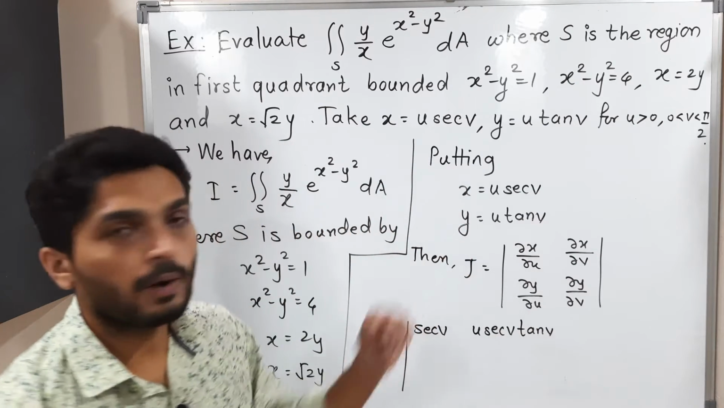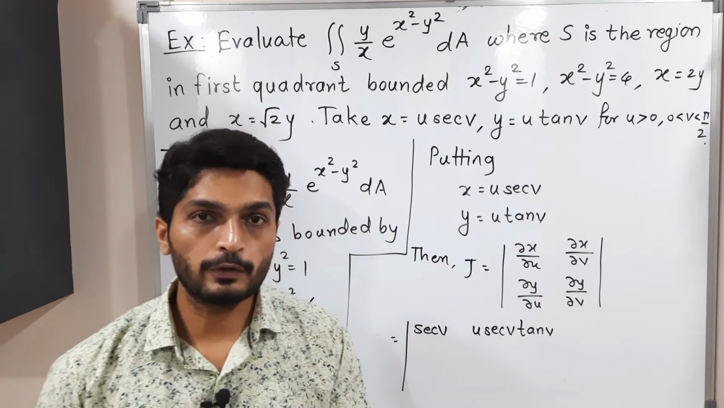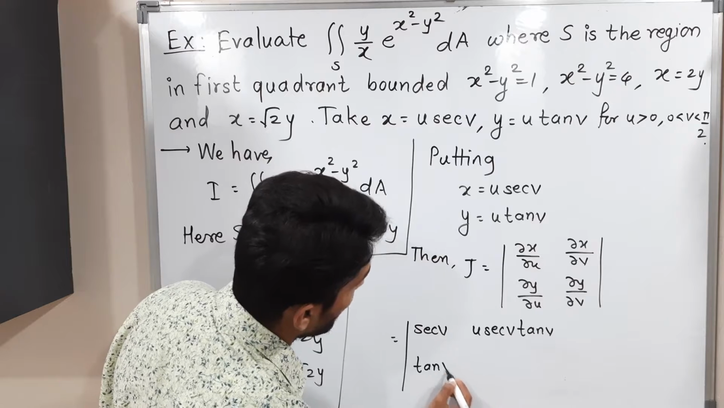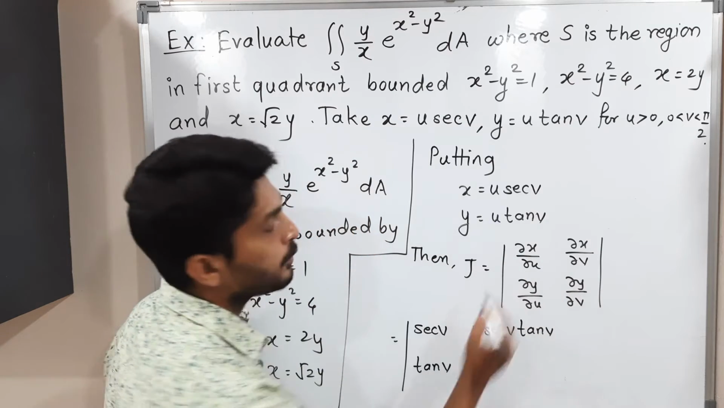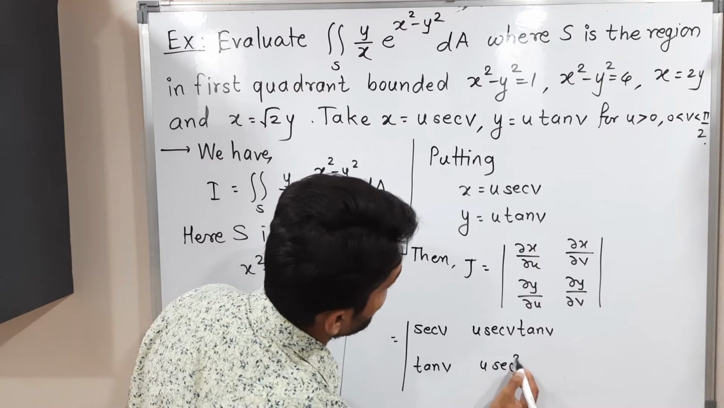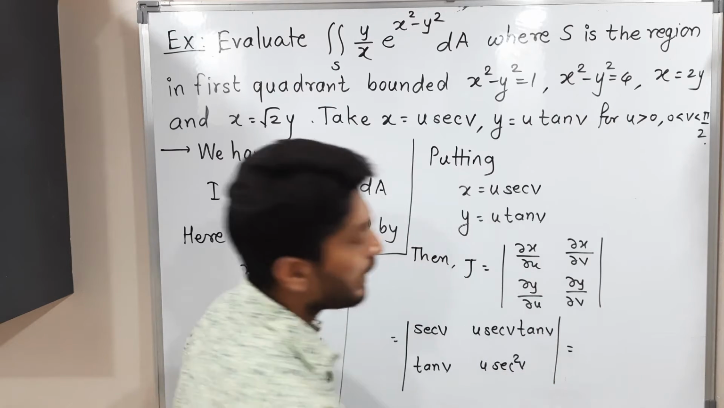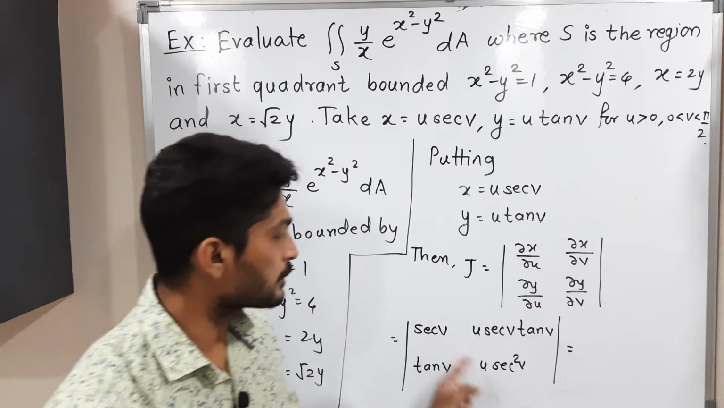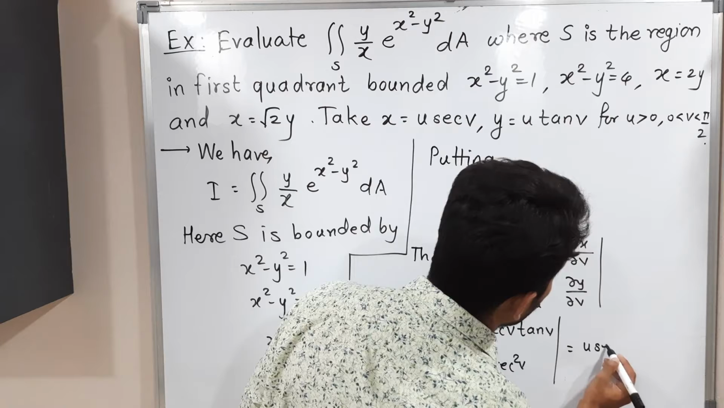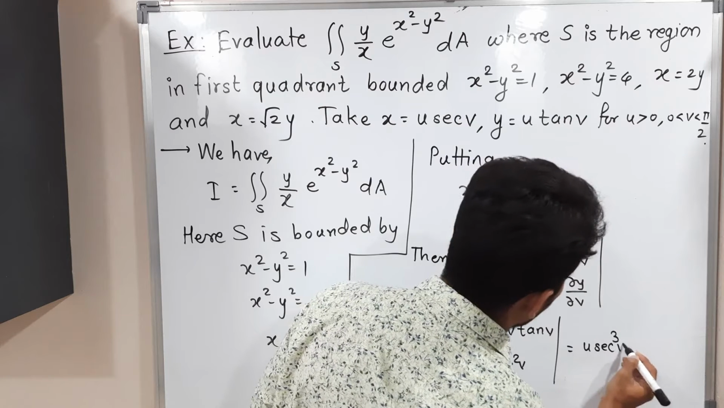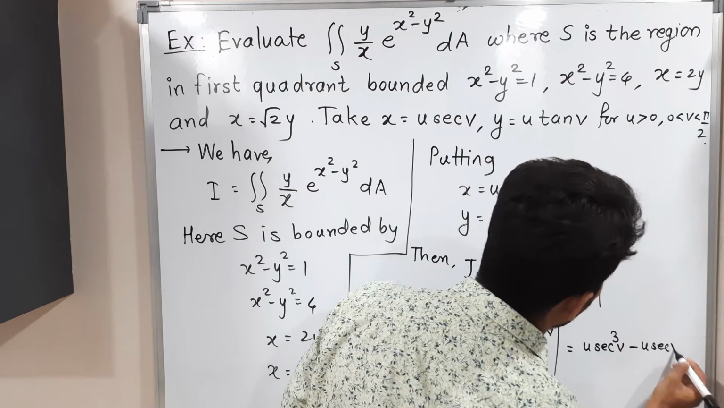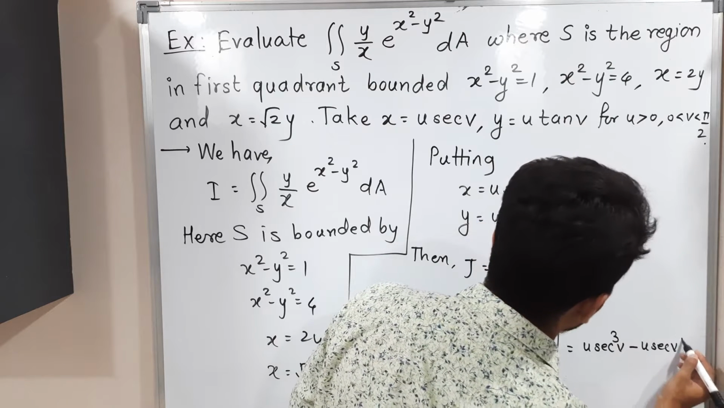Next is the derivative of y with respect to u. The derivative of u is 1 and tan v is constant, so you can write tan v only. And at the end, the derivative of y with respect to v. So u is constant, the derivative of tan v is sec square v. You know well how to solve this determinant: product of these two minus product of these two. Let us do that. So we will have u sec cube v minus the product of these two, u sec v and tan square v.